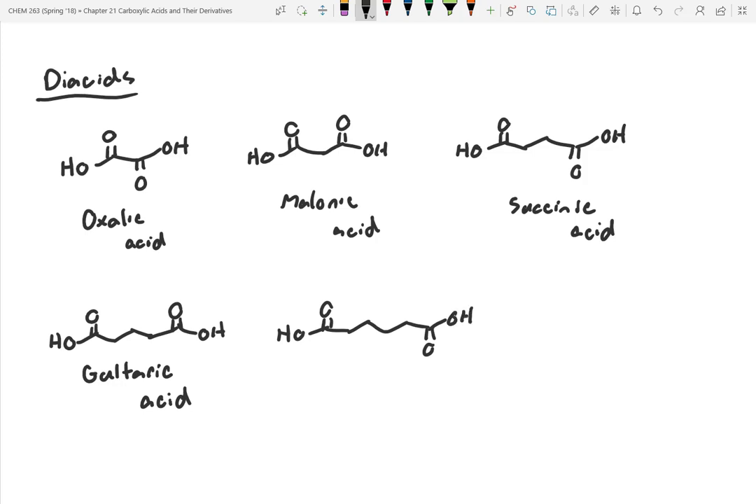Does anybody remember the name of this one? Way back to second term, our first lab, we ring opened cyclohexene and made what? Adipic acid. And then we've got one more. Got 2, 4, 6, 7 carbons. This is pimelic acid. Whoops.